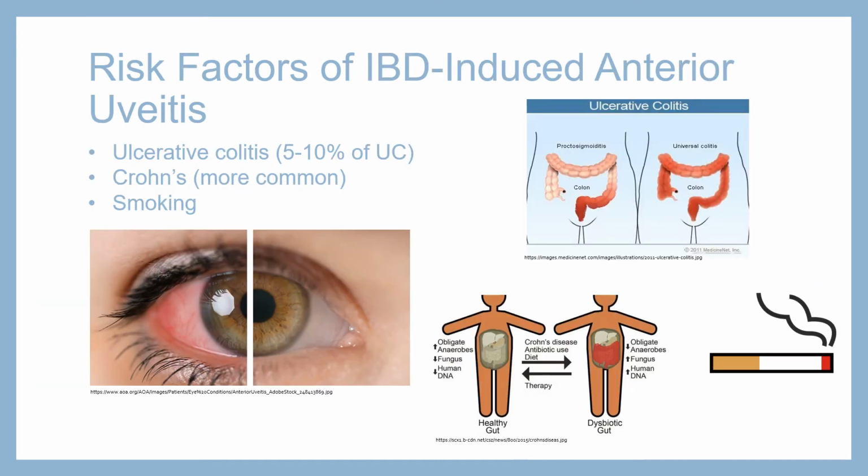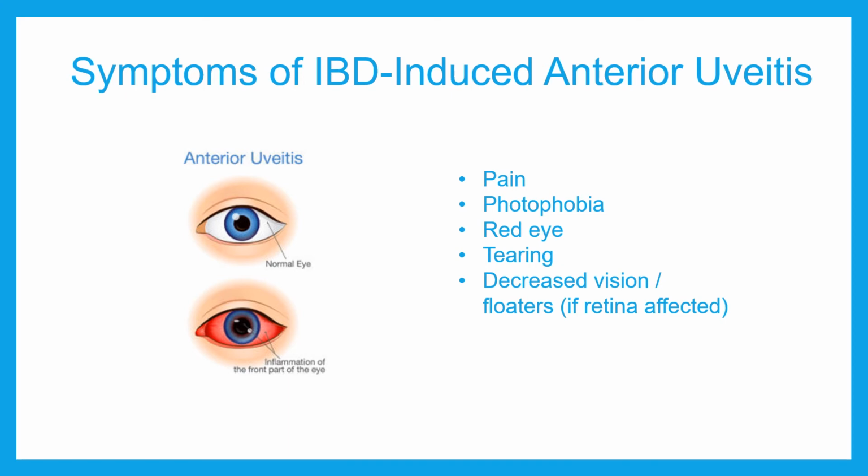With ulcerative colitis, approximately 5 to 10% attain anterior uveitis, and in Crohn's disease, it is more common. While smoking does have a protective effect against ulcerative colitis, it raises the risk for anterior uveitis. With GI-derived anterior uveitis, the patient may have red eyes, pain and photophobia, tearing, and decreased vision or floaters if the retina is also affected.